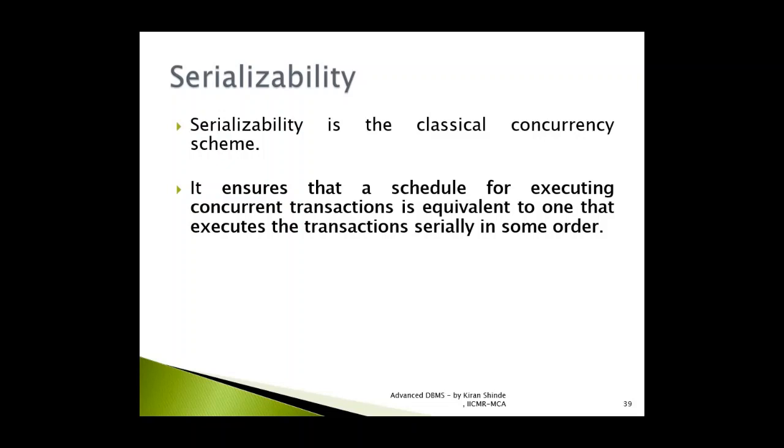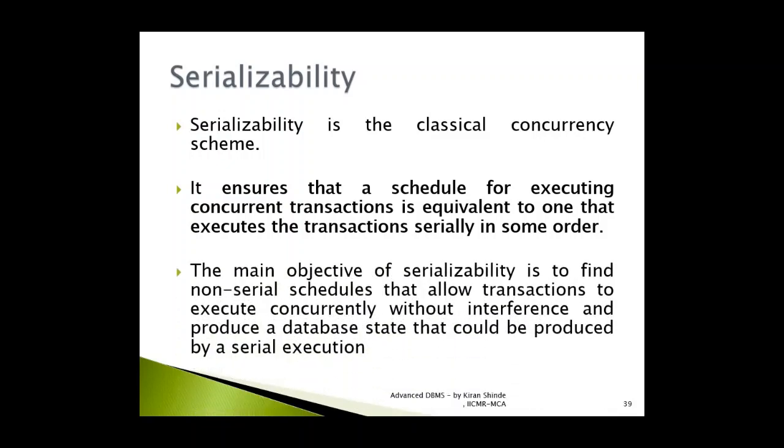So for us to understand whether a given concurrent schedule imposes any inconsistency or ambiguity in the database, what will the benchmark be? We need to see that the given schedule produces a result which is equivalent to a serial schedule result. That will always be the benchmark, or the test, by which we analyze the given schedule. The main objective of serializability is to find non-serial schedules.